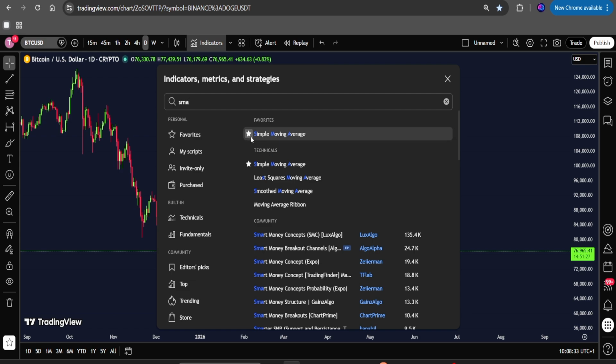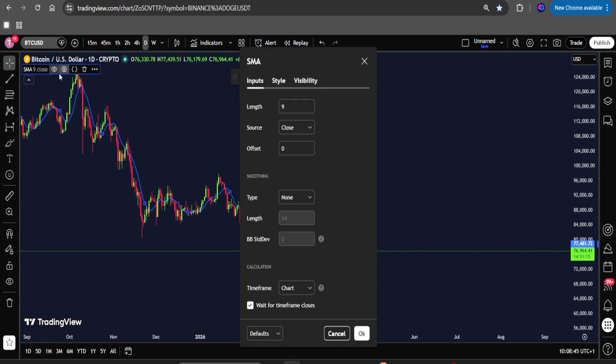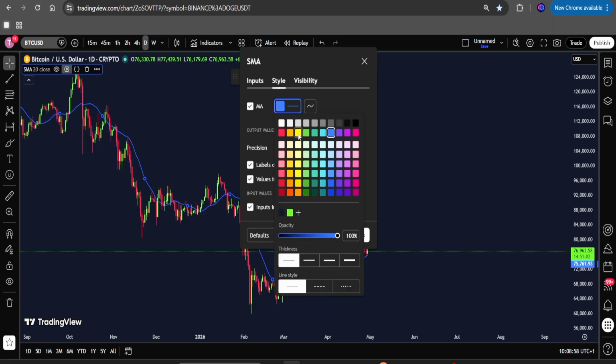You can see I've already styled it. That is why it came out immediately when I typed in SMA. Now, what you need to do is click it, and you will see it appear on your price chart. What I did was come down to the settings here, this button right here. Then I changed the length, because the default length is 9, so I changed the length to 20. And I came down to style. I changed this color here, this blue color, to yellow so that I can see it more clearly.